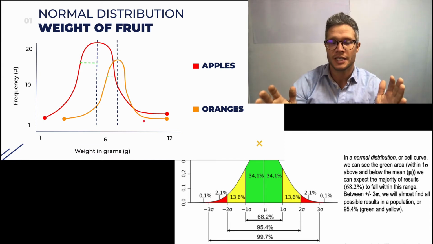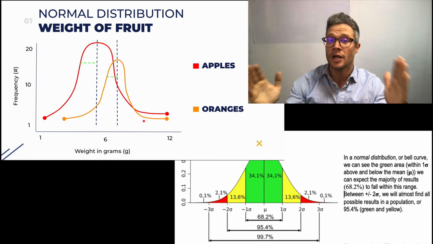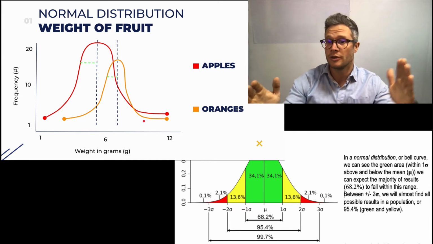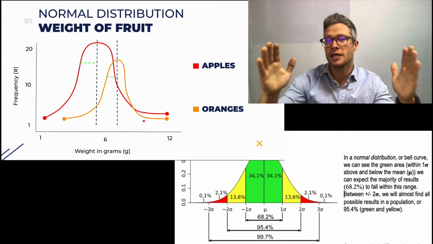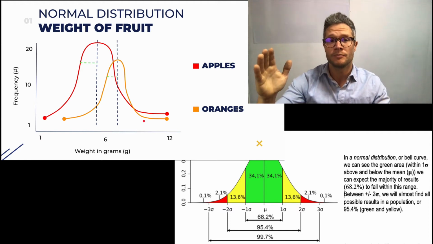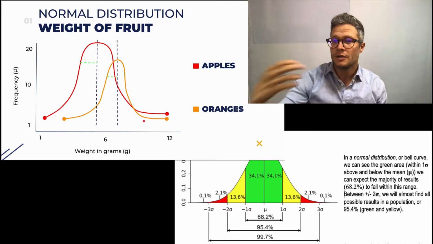So let's pause for a second there. Okay, so I know 95% of the time when I pick apples in this orchard, they're going to weigh 2 to 10 grams. So let's connect that to what we're going to be doing in the lab. Okay, you have a standardized norm. You do 10 push-ups.